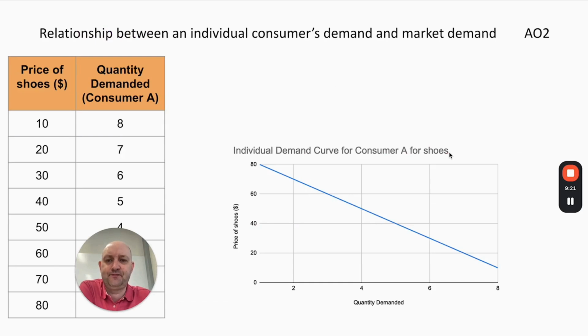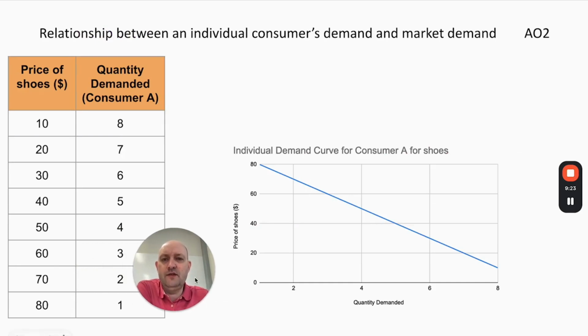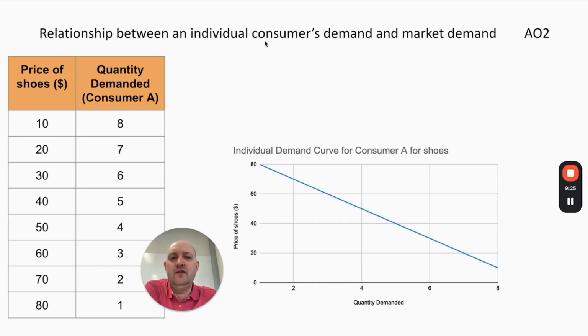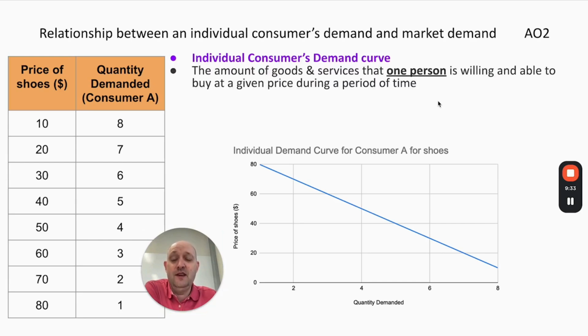All right, the last thing for this video is the relationship between an individual's consumer demand and the market demand. So an individual consumer's demand curve is the amount of goods or service that one person is willing and able to buy at a given price. So for example, here we got consumer A. So this is one person, not the whole market, it's one person. So this person, if the price of shoes was $10, then they're going to buy 8 shoes.